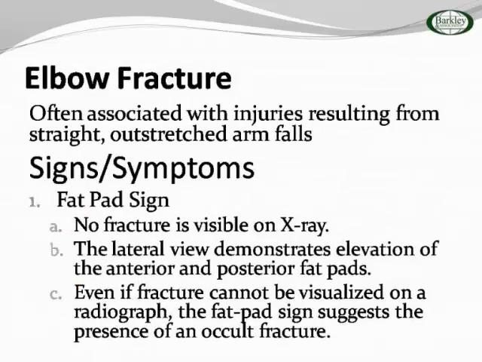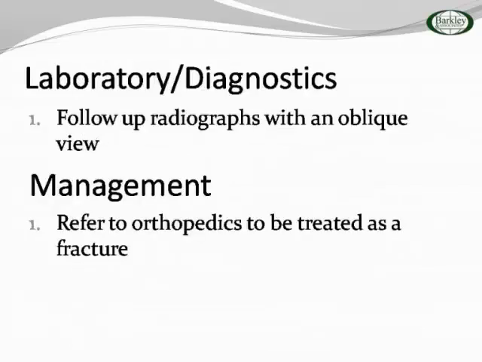Here's an elbow fracture, often associated with injuries resulting from outstretched arm falls. The thing I want you to note here is this fat pad sign. Usually there's no fracture visible on x-ray, but a lateral view will show the anterior and posterior fat pads. And if you can't see the fracture, the fat pad sign suggests the presence of an occult fracture. So they actually will note fat pads. So you want to make sure that you don't just overlook that there's probably an occult fracture, so you need to do a different view. And the view will be what? An oblique view. Because you've got to get just a different perspective.